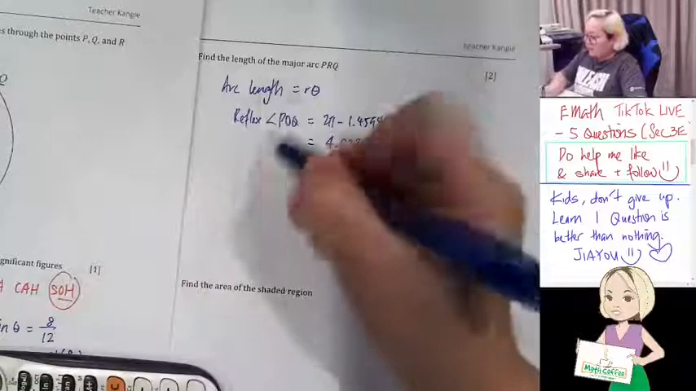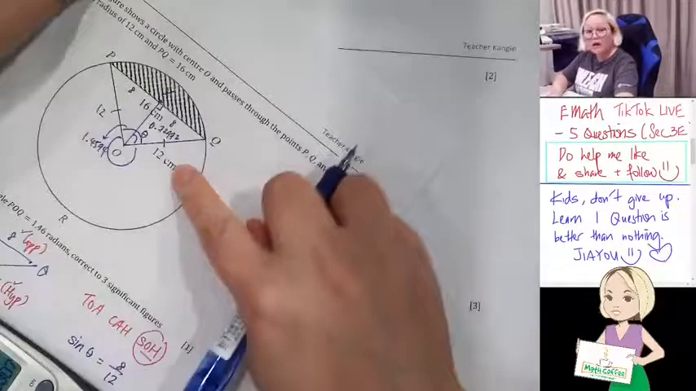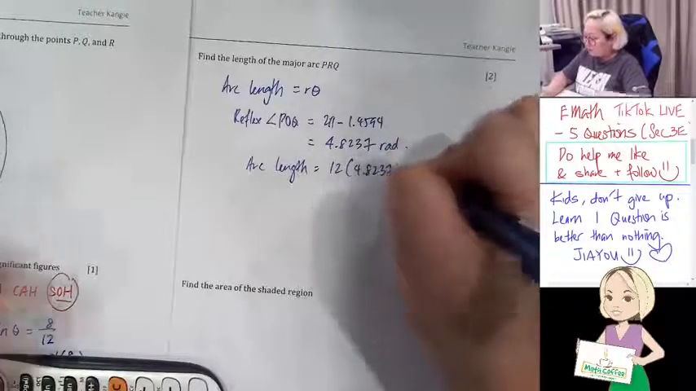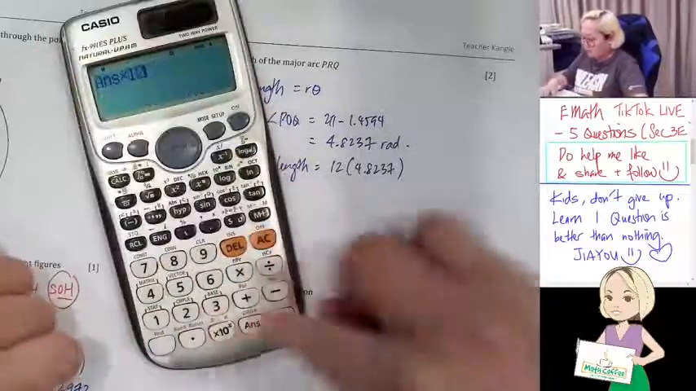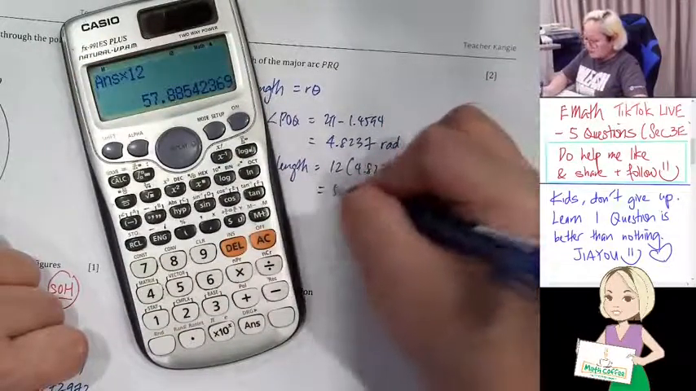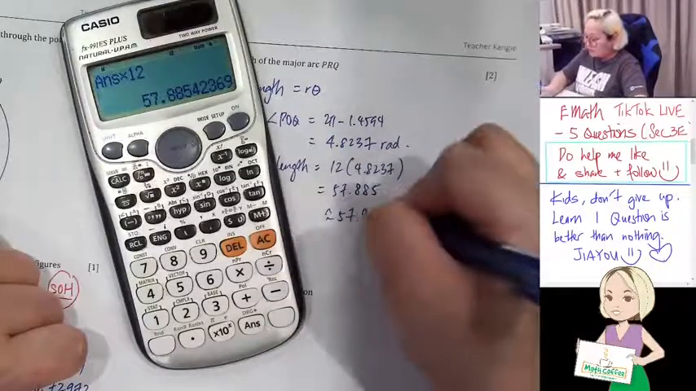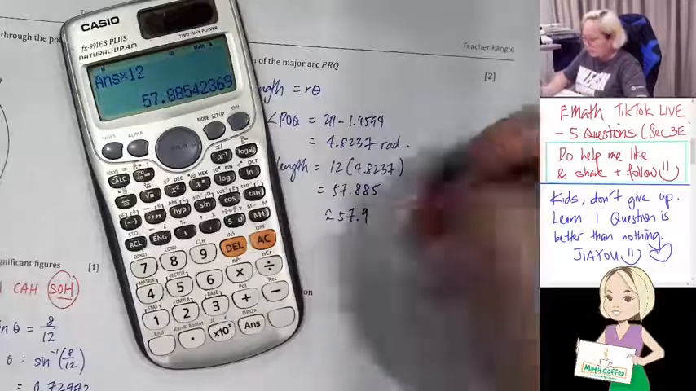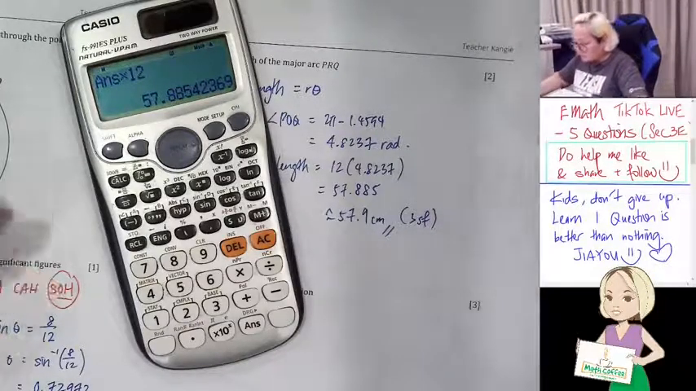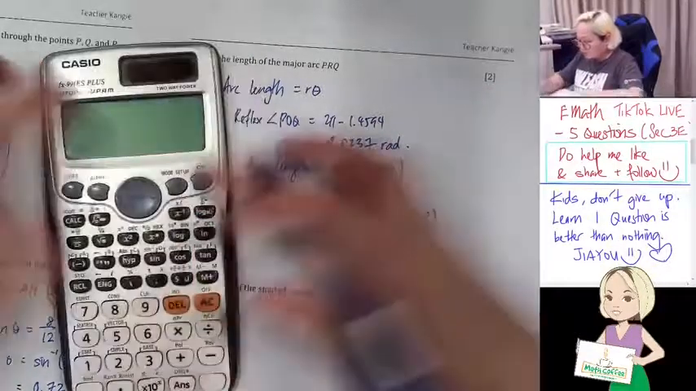So to find the arc length, I simply take the radius, which is 12, multiplied by 4.8237, times 12, and I get 57.885. Round off to 3SF, 57.9 cm. Done. 3SF. Yes, well done, Rafael.